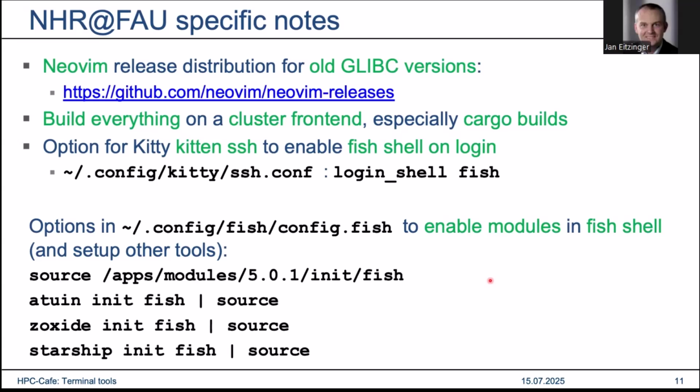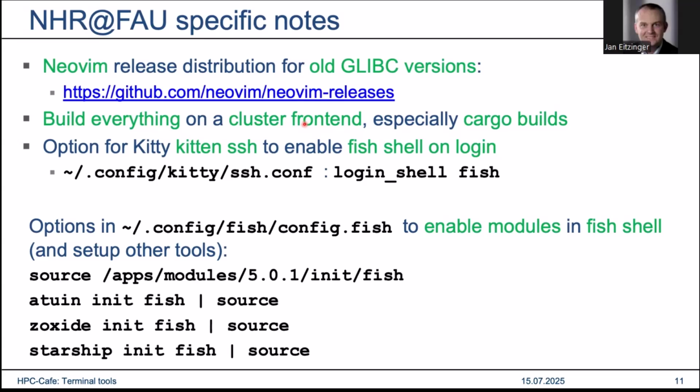For Neovim, you can download binary releases because Neovim is not installed on our systems. Vim is, Neovim isn't, but you can install a binary package. And here is the link. The Neovim community provides builds against older glibc, and this one works on our cluster. Yeah, so you can just throw the binary there and it will work on our clusters. Everything else, build always on the cluster front end and link it against the old glibc.